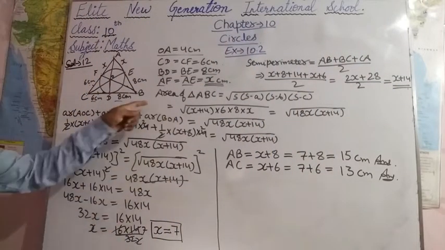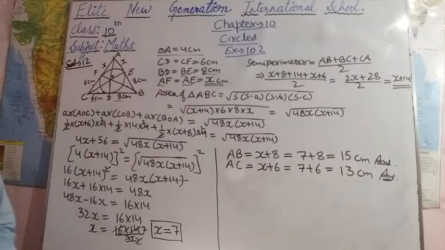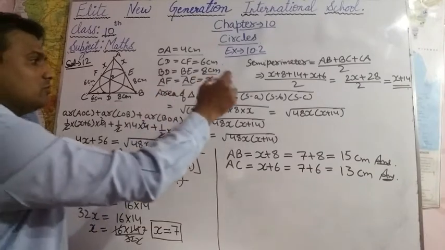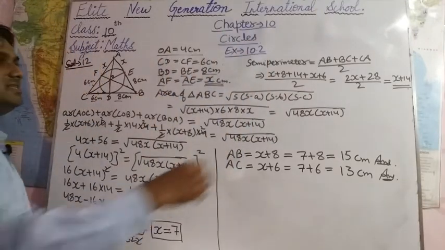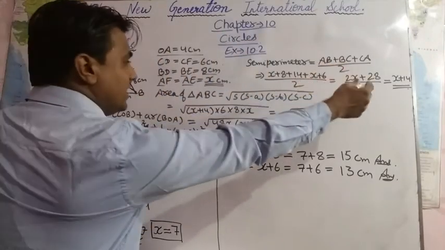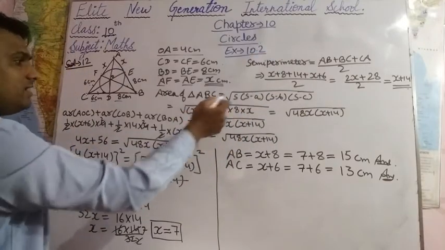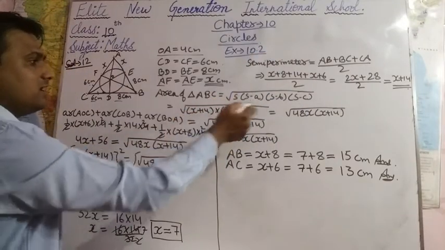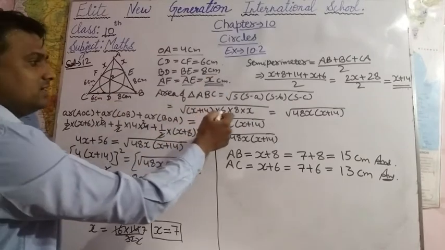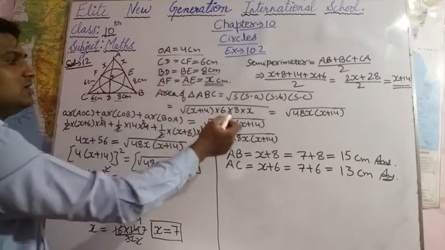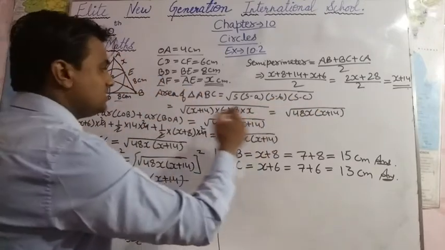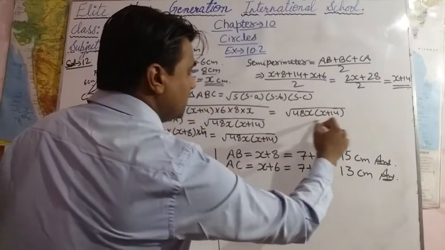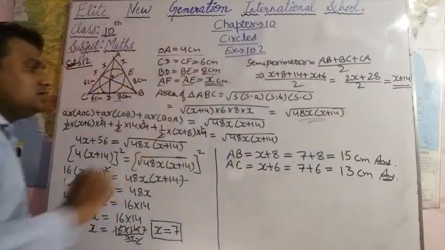Now we can find the area of triangle ABC by using Heron's formula. You have used this in class 9th. According to Heron's formula, area is under root S minus A into S minus B into S minus C. Here S is the semi-perimeter that we found, x plus 14. Now S minus A will be 6, S minus B will be 8 and S minus C will be x. Now after solving this, the area will be under root 48x into x plus 14.